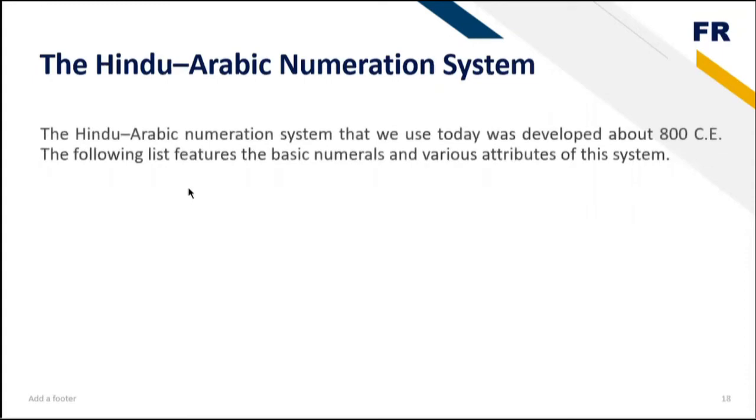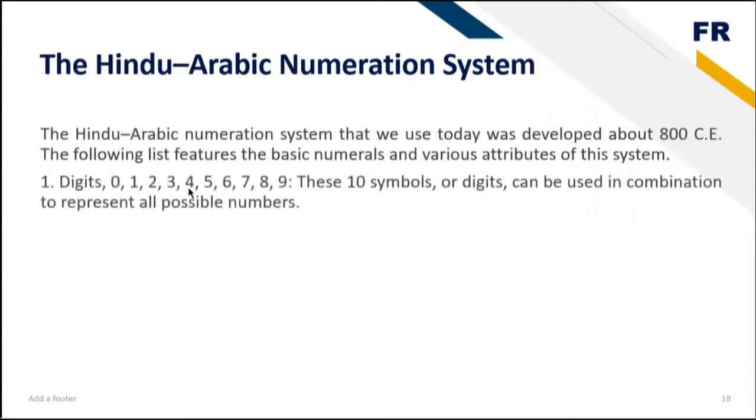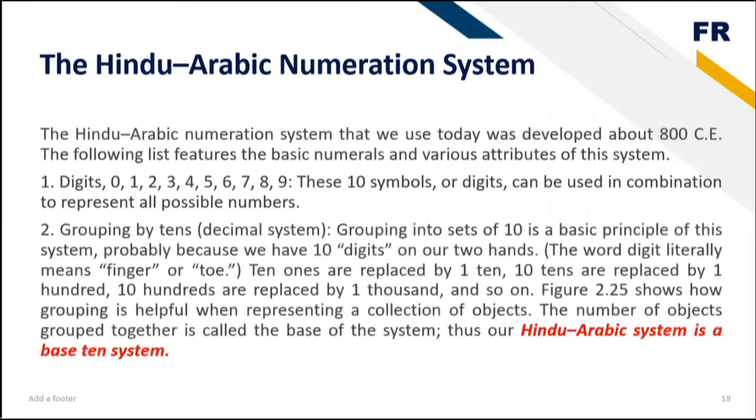And the next, the Hindu-Arabic numeration system. The Hindu-Arabic numeration system that is used today was developed about 800 CE. The following list features the basic numerals and various attributes of this system. First, yung tinatawag nating digits. So sa digits, let's start with 0, 1, 2, 3, 4, 5, 6, 7, 8, 9.